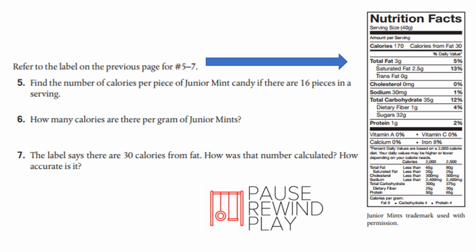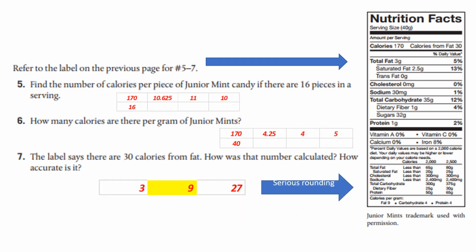Let's see how you did. Again, using Excel. There were 16 pieces and a total of 170 calories, so you do this division. I used Excel, and the nearest whole number would be 11. They'll probably round it to 10 on a package if they were doing that. How many calories are there per gram?